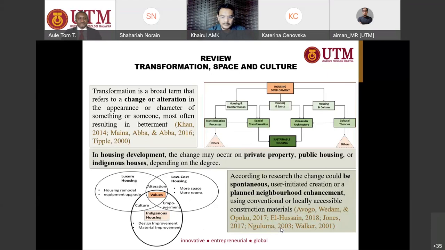As part of the review, transformation is generally stated to be about change and alteration. In housing development, the change may occur on private property, public housing, mass housing, or indigenous housing, as determined by scholars. And the change could be spontaneous, it could be user initiated, or a planned neighborhood upgrade by government.